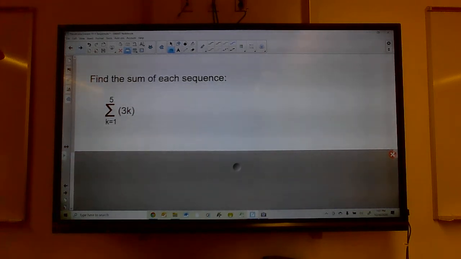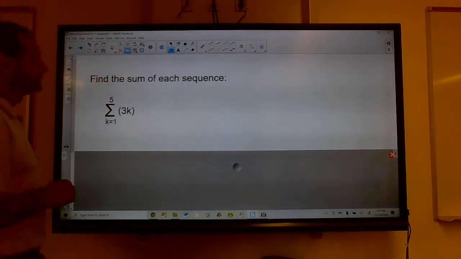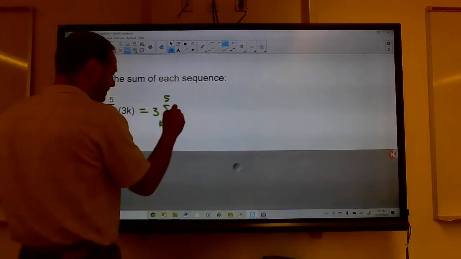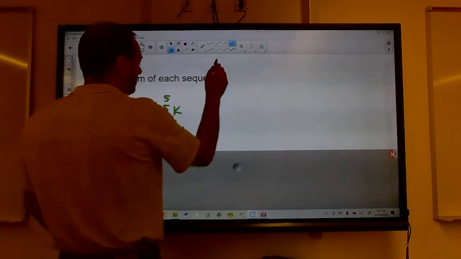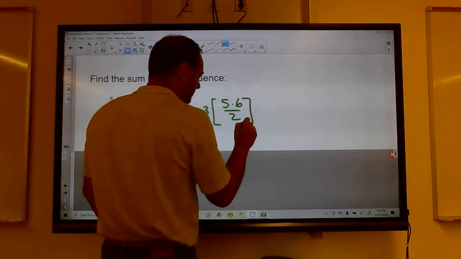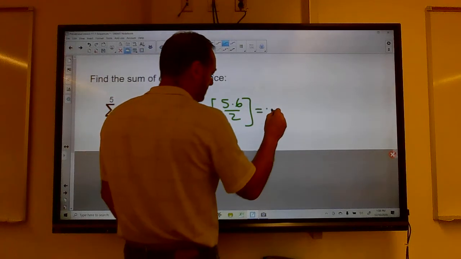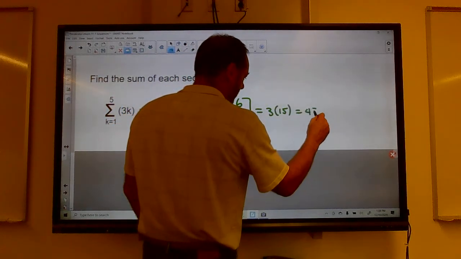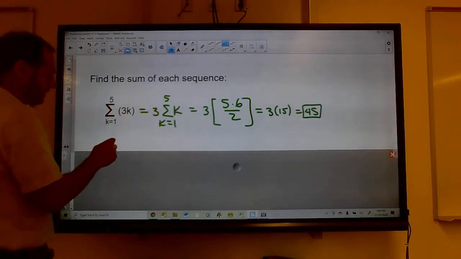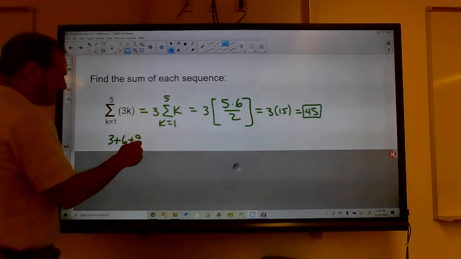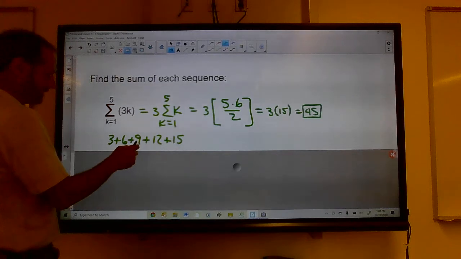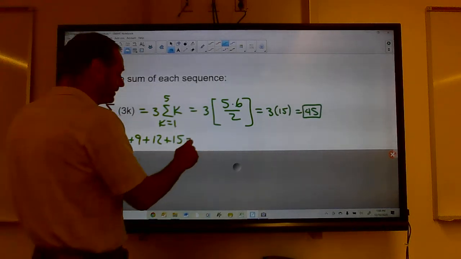So find the sum of each sequence, the sum from k equals 1 to 5 of the 3 k's. All right, so this would be one that I would pull out the 3. Okay, and then this is going to be 3 times 5 times 6 divided by 2. So that's 30 divided by 2 is 15, and that's going to be 45. All right, you can check that. So the first one would be 3, the second would be 6, the third one would be 9, the fourth one would be 12, and the fifth one would be 15, and that'd be 27, 36, 42, 45. So you can confirm it.